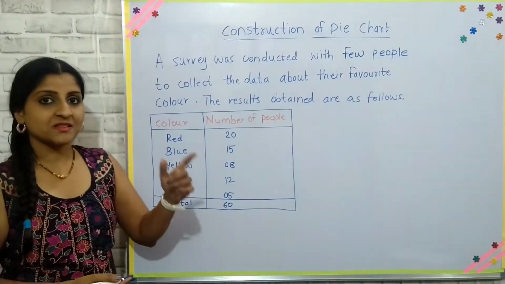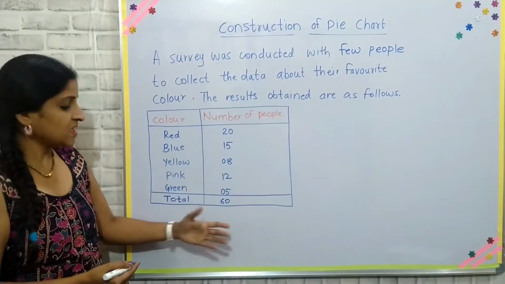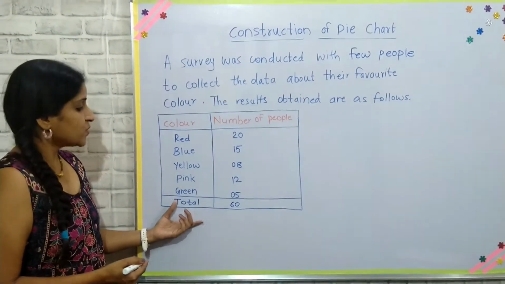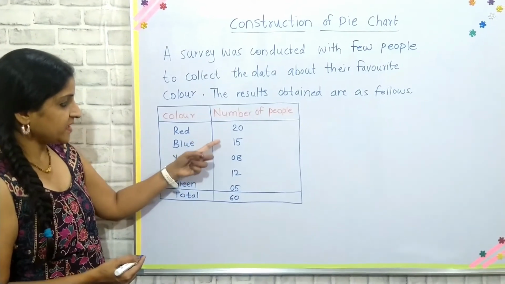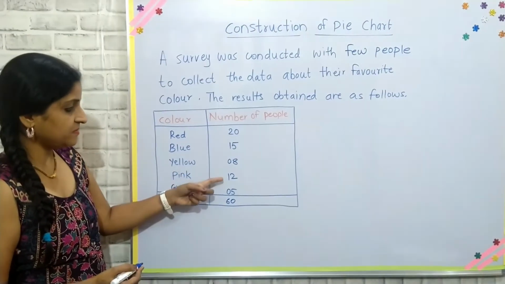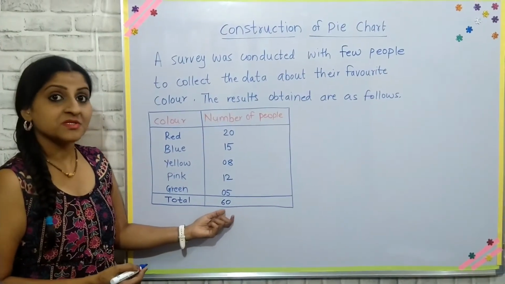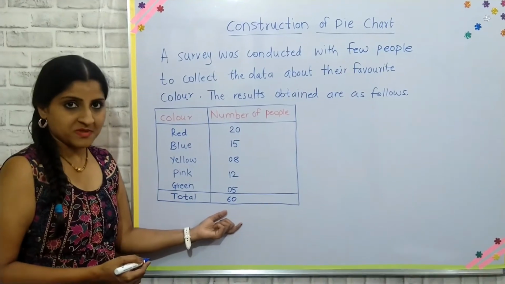So the first and the most important step over here, after you find the table, is you have to find the total of the given data. So when I find the total number of people here, after adding 20 plus 15 plus 8 plus 12 plus 5, I get the number 60. That means over here the data was collected from 60 people.